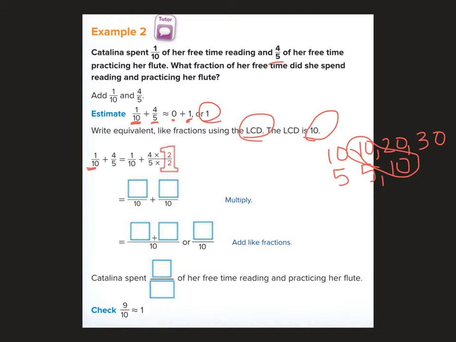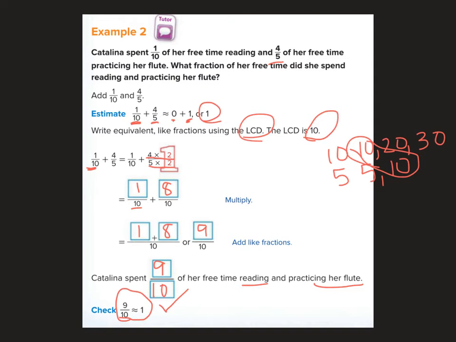Okay, so look at this. 10 already is a 10, so I don't have to do anything. I'm going to keep it 1/10. But for 4/5, I'm going to multiply the denominator and the numerator by 2, and that gets me to 8/10. So if I'm adding 1/10 and 8/10, I just add 1 and 8 to get 9/10. So she spent 9/10 of her free time reading and practicing her flute. Is 9/10 about 1? Yes, it is. It is very close to 1.